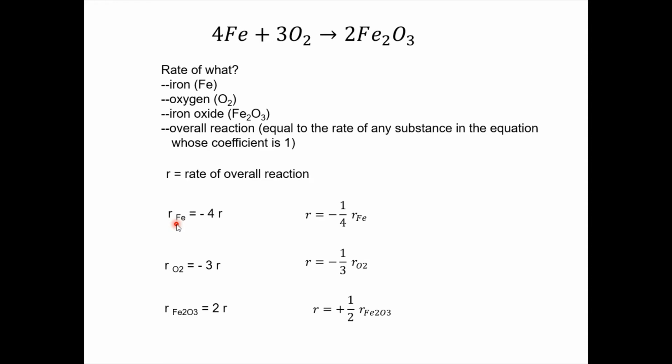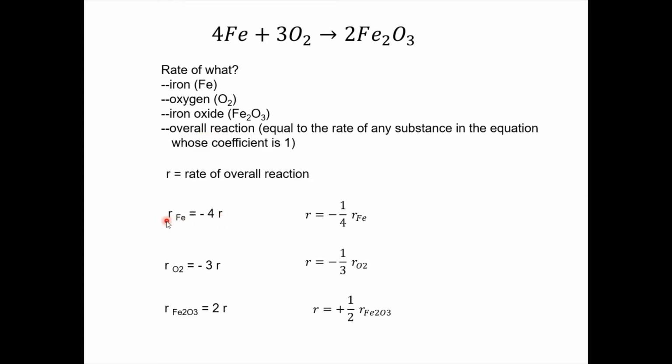So you should always ask yourself, what was I given? Was I given the rate of the overall reaction, or was I given the rate of the specific substance in my chemical equation? And if we wanted to know what the rate of the overall reaction was, in this case, as I told you, we don't need to have a substance with a coefficient of 1 to know what the overall reaction is. All we have to do is solve for R.